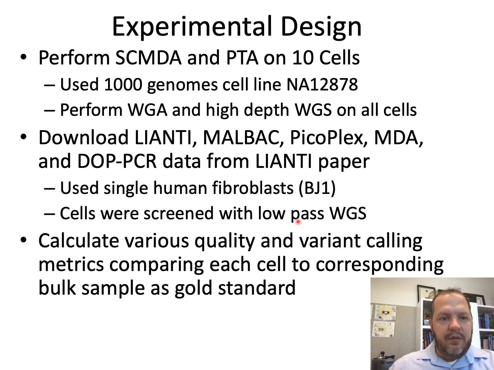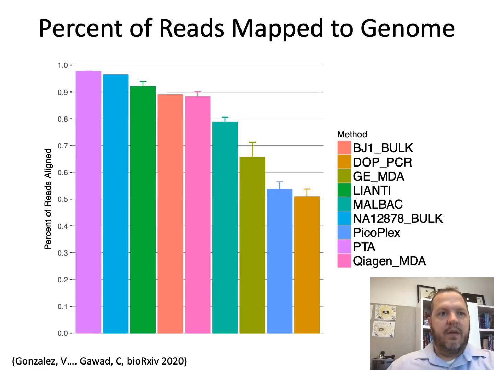And so they also used a diploid fibroblast cell line. And so we downloaded their data and compared MDA and PTA in our hands to their methods, and then calculated various quality and variant calling metrics, again, using the bulk sample from each of these as kind of the gold standard for the associated single cells.